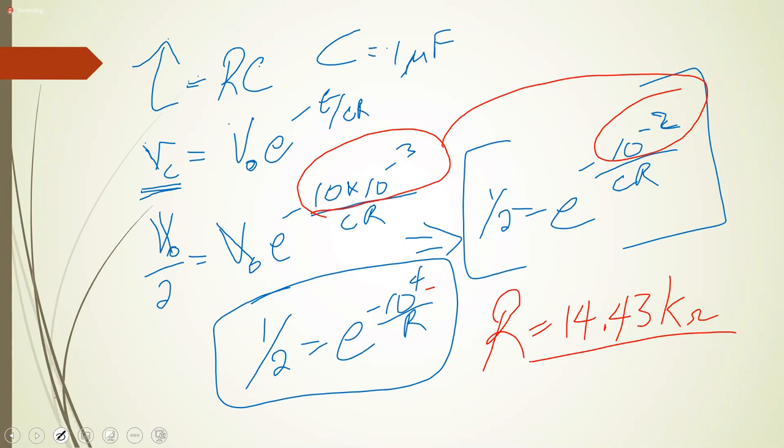14.426 minus. Negative. Positive. Positive. Positive. 14.43 kilo ohms. Yes, sir. All right, okay, folks. So that's just plain maths. We're just getting started.